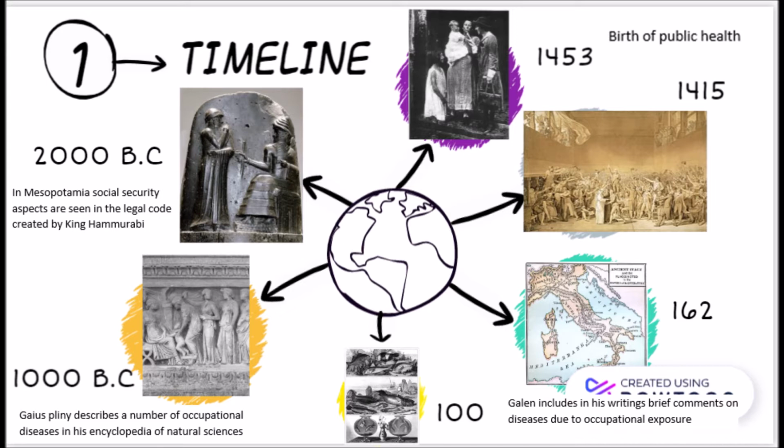In the year 162, Galen writes rare comments on diseases due to occupational exposure. In the year 645, the first legal norms were established in Italy to protect workers from work accidents. In 1453, Bureau of Public Health.